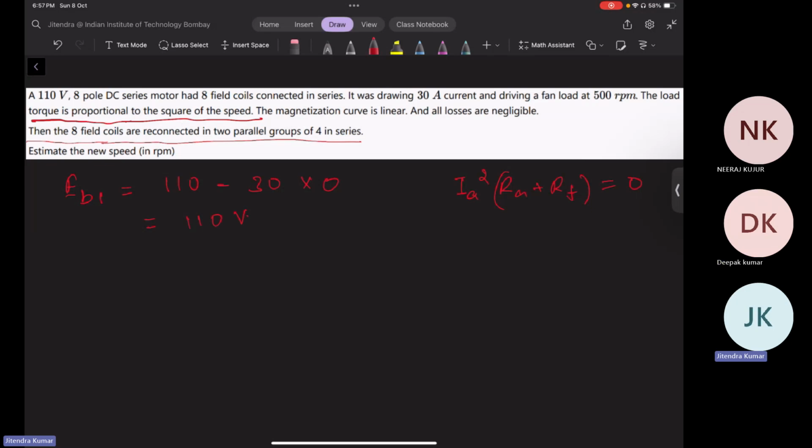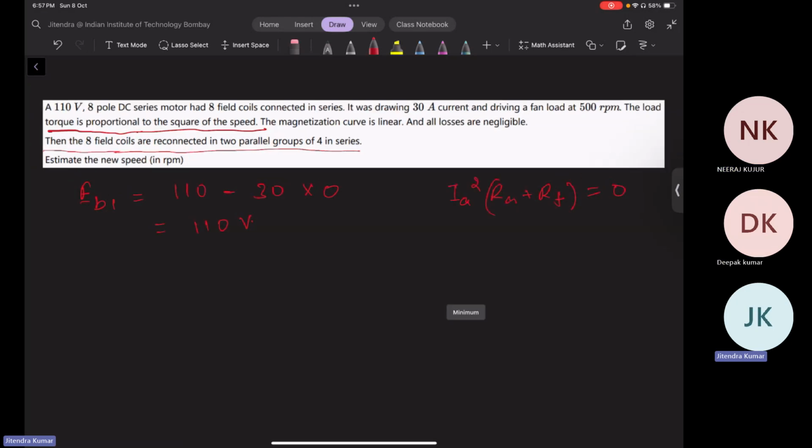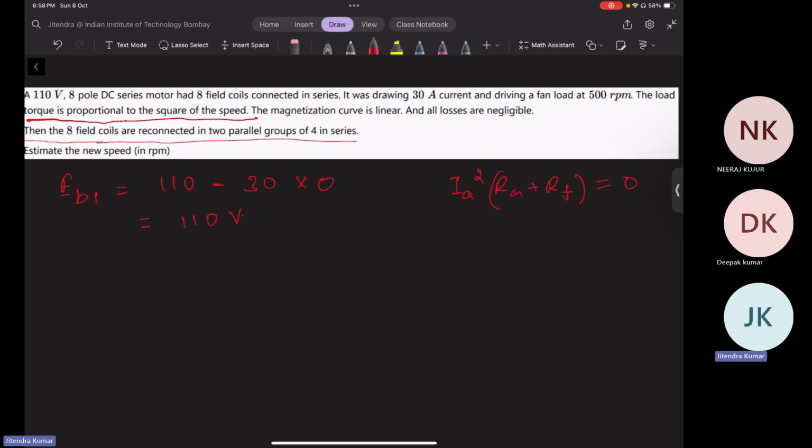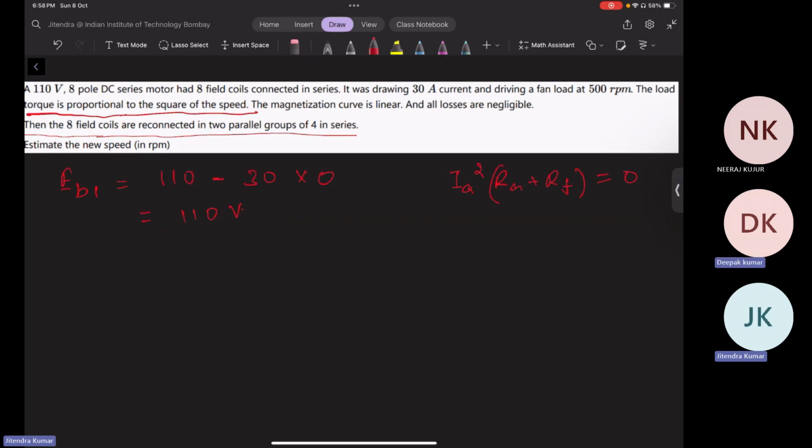Sir, where are you writing? We are not able to see. Are you able to see, Deepak? Yes, sir, I can see that. So what you do, Deepak, you can just leave this and rejoin. Deepak has to rejoin, sir. I'm telling Deepak. Did I say Neeraj? Yes, sir. Okay, sorry. So Deepak, you rejoin the meeting.